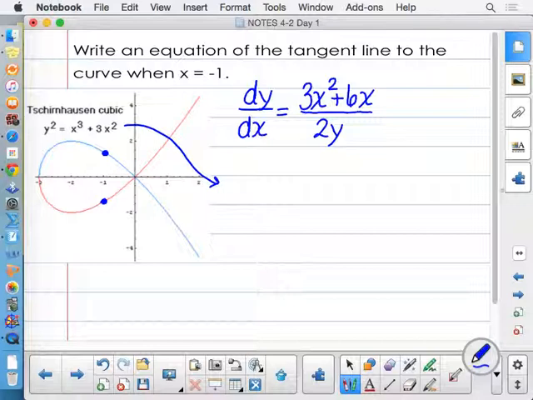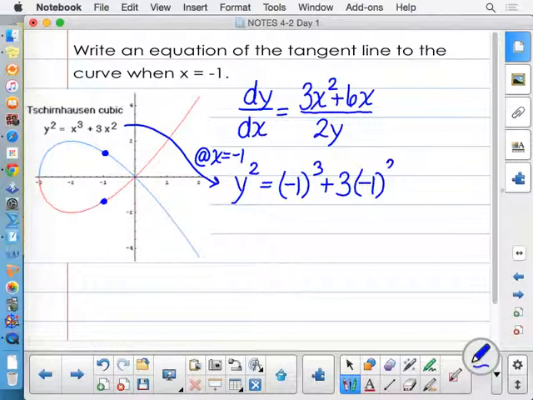In the original function, the y values squared are, now my x value is -1, so at x is -1, I'm looking to find the ordered pairs for that graph. So it says the x value cubed plus 3 times the x value squared.